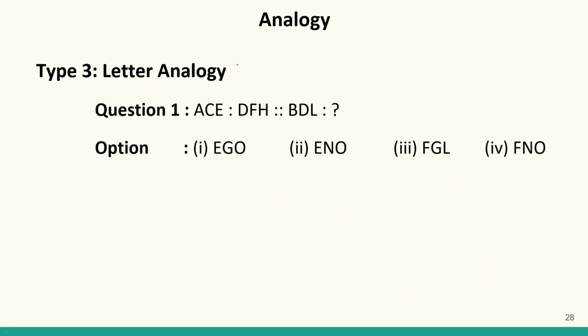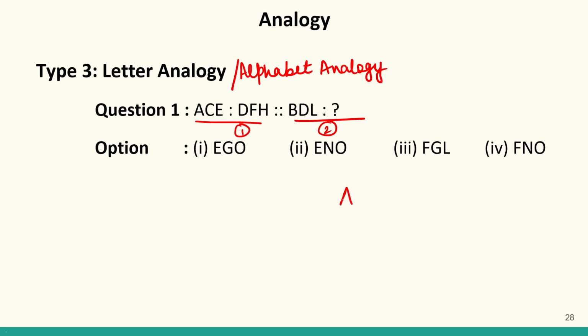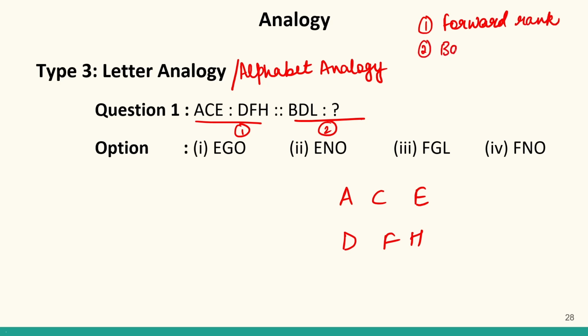Then we have letter analogy, also known as alphabet analogy. So over here, I told you this is the first pair and this is the second pair. So basically we find out the individual operations on each element to understand the relationship. And then we use the same relationship to find out the missing element. So from A, C, E, we are going to D, F, H. To solve these kinds of questions, we use a concept from alphanumeric series as well as coding decoding called forward rank. Then we also use backward rank.